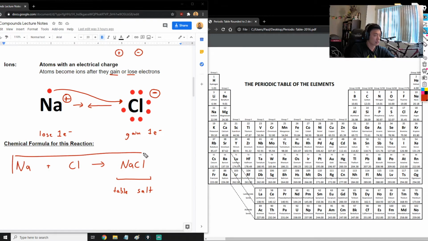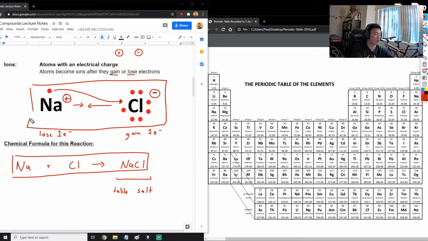Okay, so this is your chemical reaction. And later in the assignment, you're going to have to write down how the electrons move, and this is going to be the answer for that. This is how the electrons will move in an ionic bond.